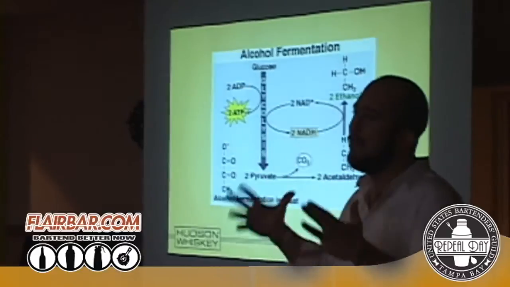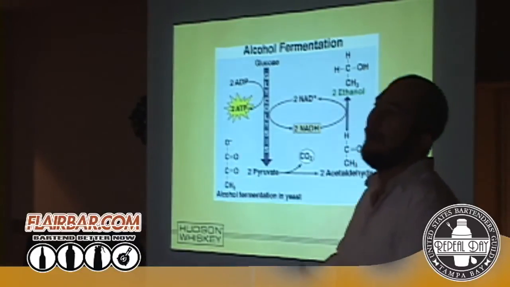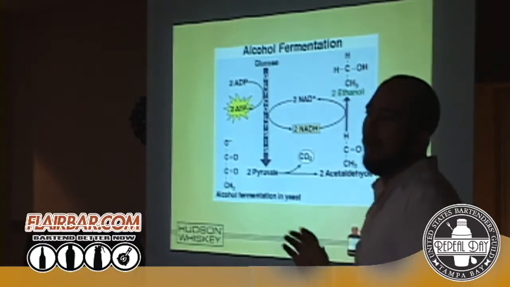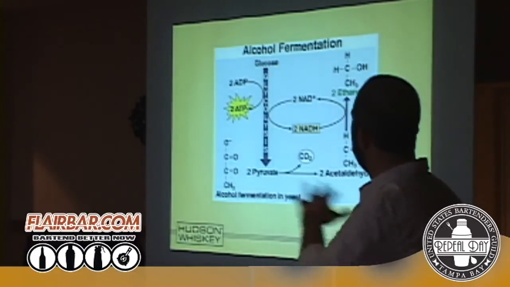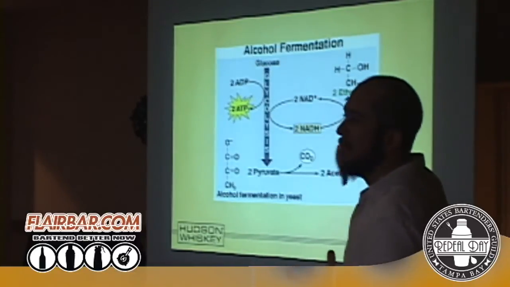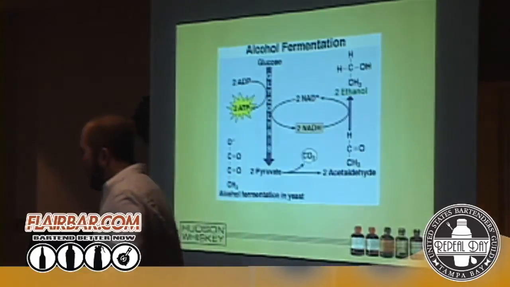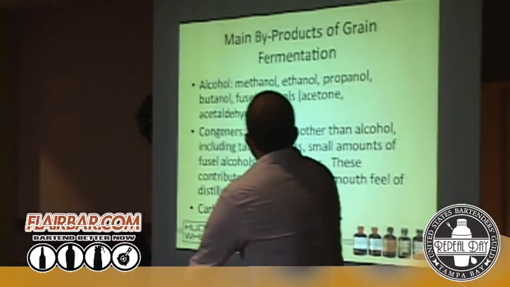There's really still not a whole lot known about what's actually happening during fermentation. This is kind of what's happening, but why and how is still kind of elusive. But basically, you're taking the sugar, and then you've got these swirly things and stars, and then out comes ethanol and CO2. Yeah. Good. All right, you got that?